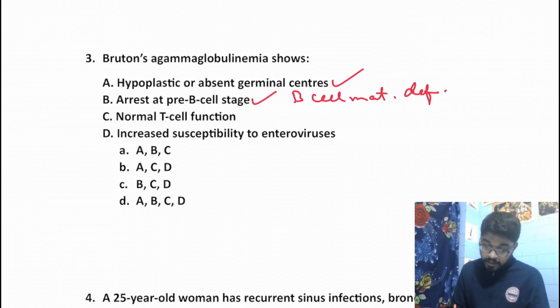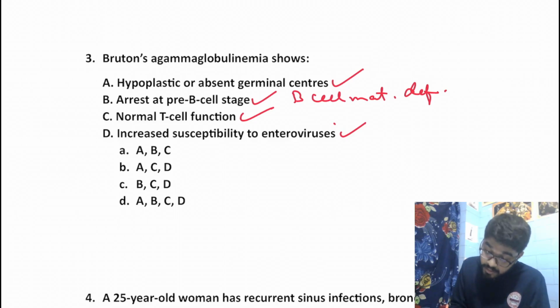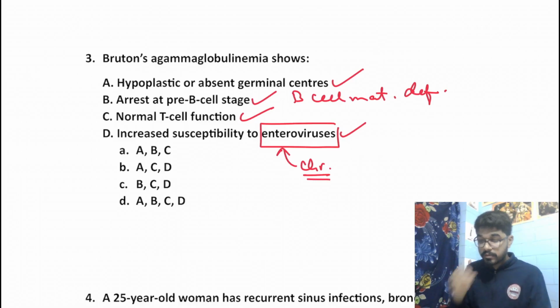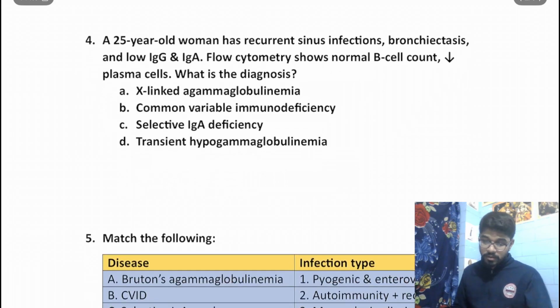Normal T cell function, discussed. There is normal T cell function and increased susceptibility to enteroviruses. That's also a true statement, and again a very characteristic feature. If in a case of immunodeficiency there is increased risk of enterovirus infection, the first thing that should come to your mind is again Bruton's agammaglobulinemia. So the answer would be A, B, C, and D. D should be our answer. Okay. Moving on to the next question.